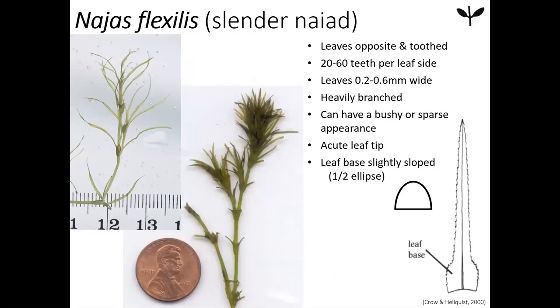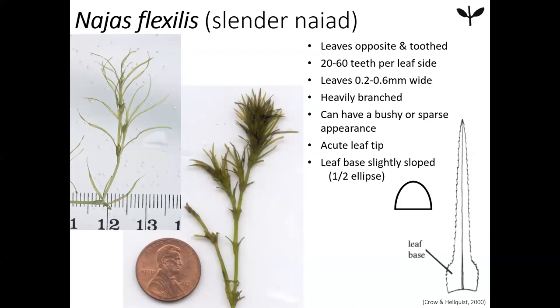Next. All right, so the next group of plants I'm going to be talking about are the naiads, or Naias species. These species are always going to be opposite and the leaves will always be toothed. The most common Naias we have in Wisconsin is Naias flexilis. This is more of a cosmopolitan species again. It doesn't have so much of a lake preference compared to some of the other Naias species we have.